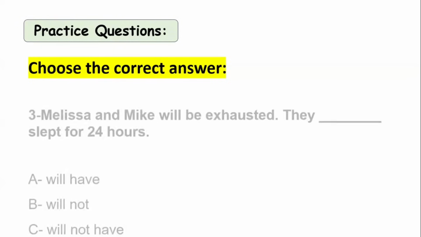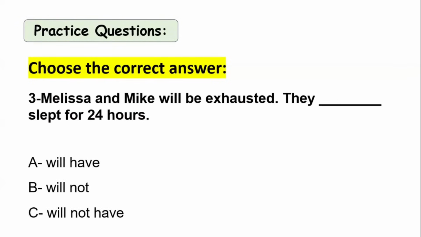Okay. Another one, Melissa and Mike will be exhausted. They slept for 24 hours. Okay, I have to think carefully about this one. They will be exhausted. هيكونوا مرهقين تعبانين. So can I say they will have slept؟ يعني هيكونوا أكملوا 24 ساعة نايمين. How come they are exhausted? It's not true. It can't be true.